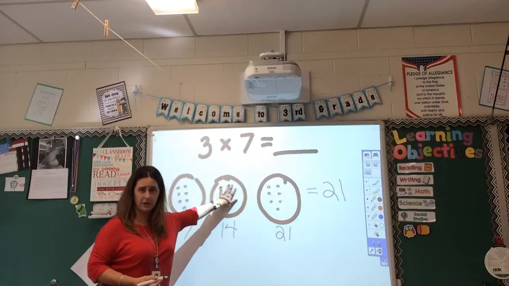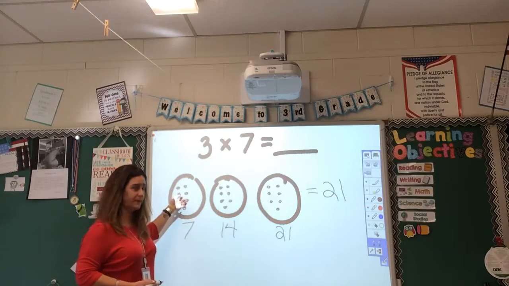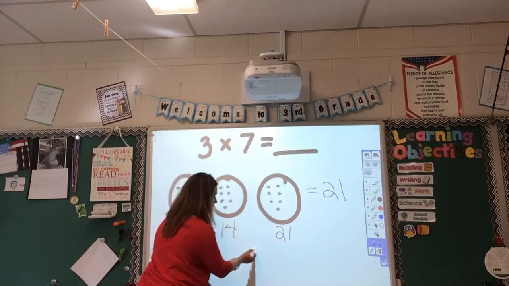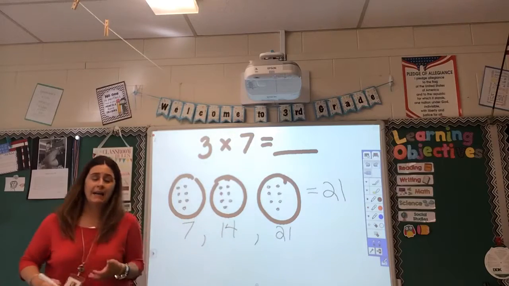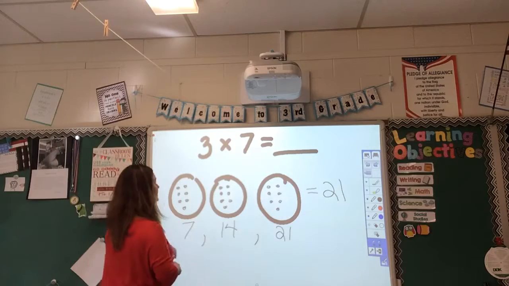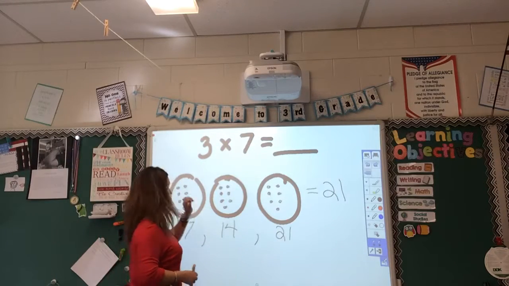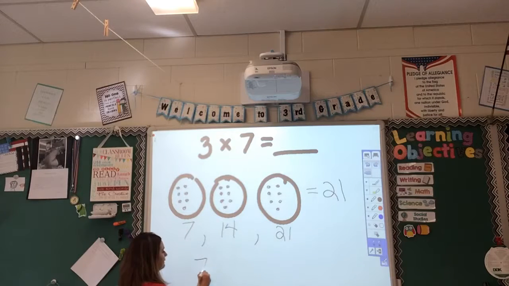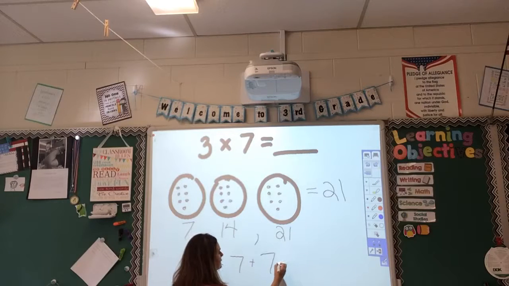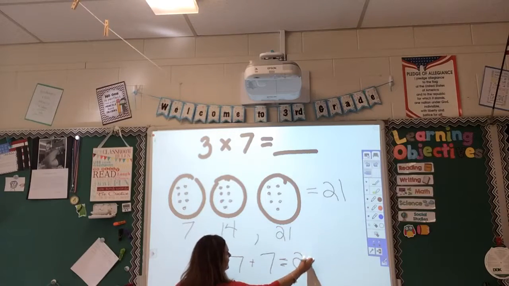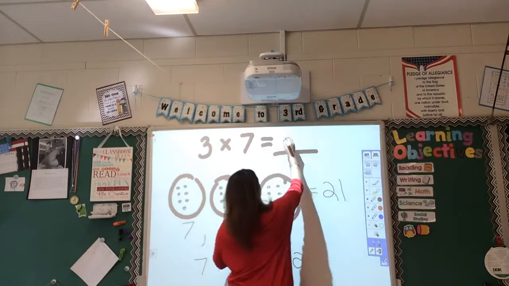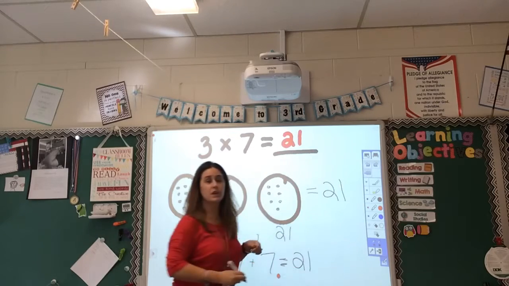So we can draw a picture and count our dots or whatever we drew in there. We can skip count, which is what I did down here, 7, 14, 21, or I can use repeated addition. With this one, I'm going to need to add 7 3 times. Remember, 3 groups of 7. So I'm going to add 7 plus 7 plus 7. And if I added them all together, that equals 21. So my answer up here is going to be 3 times 7 equals 21.